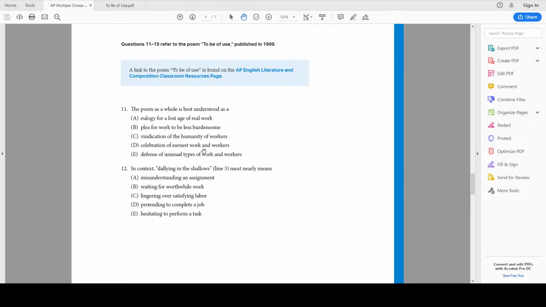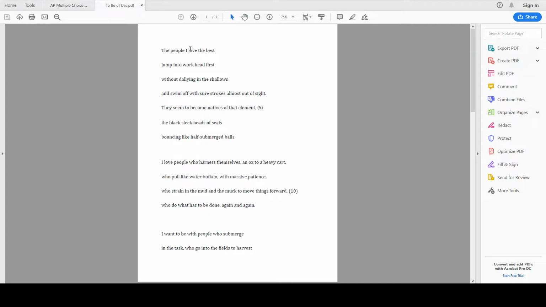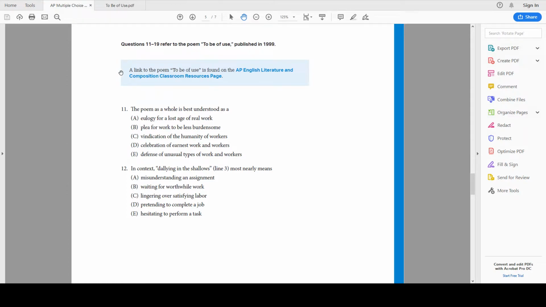Celebration of earnest work and workers is a kind of better answer. And really the distinction between C and D here is the question of vindication versus celebration. Certainly the words that are used in the poem, like love, speak far more clearly to celebration than vindication. And then, defense of unusual types of work and workers. I mean, we don't have a defense of welders here, which isn't even that unusual. We don't have a defense of underwater basket weavers here. Even that would be more unusual, but we don't even get that. So it seems to me the correct answer is C.